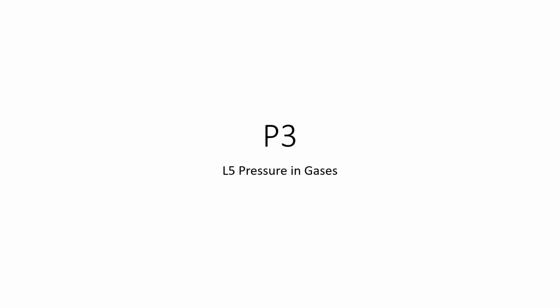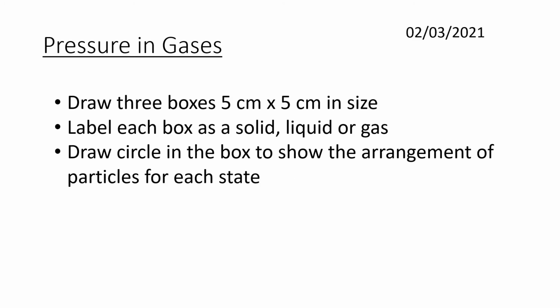This is a GCSE physics presentation looking at pressure in gases. To get started, draw three boxes 5 centimeters by 5 centimeters in size. Inside each box, you need to draw the arrangement of particles in a solid, a liquid, and a gas, and label the boxes accordingly. Pause the presentation, and when you're ready, restart to check how you got on.